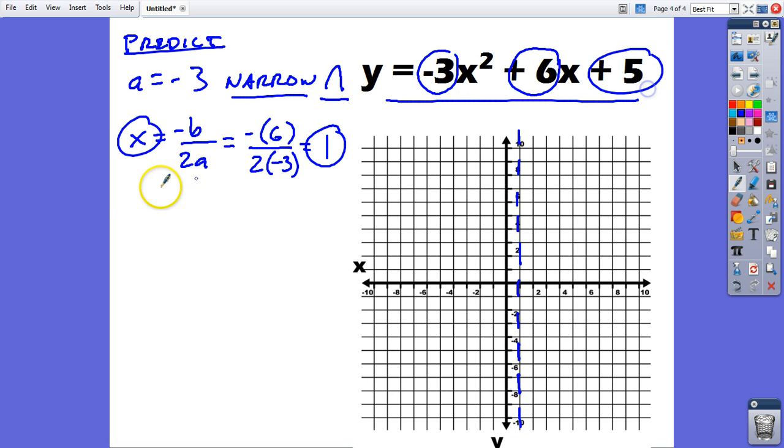And then finally we're going to look at C. C is what we call the y-intercept, which we're already familiar with, which is 5. So we know our graph is going to cut through right here, so we'll put a dot. So right away we get a lot of information on our graph. We're going to get a narrow upside down U shape that's centered at x equals 1 and cuts through at this coordinate point right here. So now we can actually do the graphing.